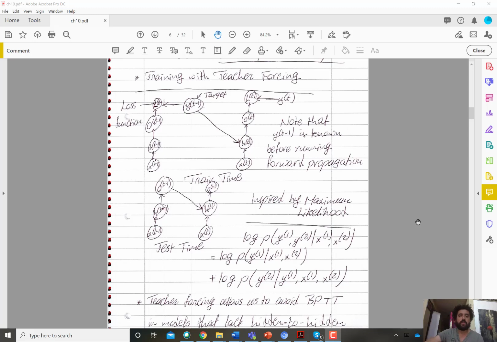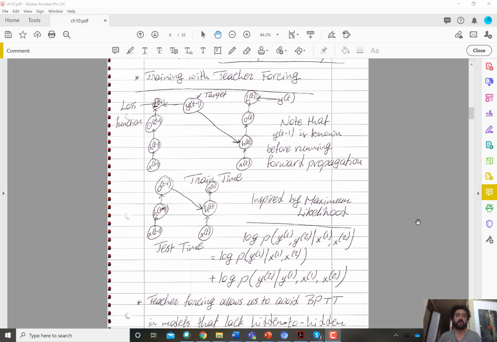Hi everyone. So in this video we discuss a training strategy called training with teacher forcing, and this training strategy is typically used in networks with output to hidden recurrence, right? So the output of step 1 is connected to the hidden layer of step 2. The output of step T is connected to the hidden layer of step T+1.